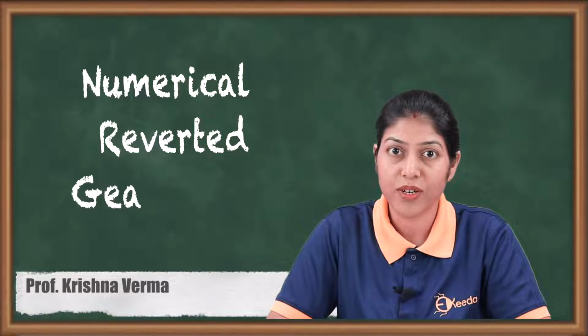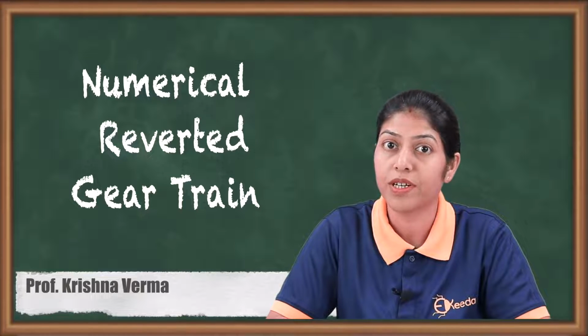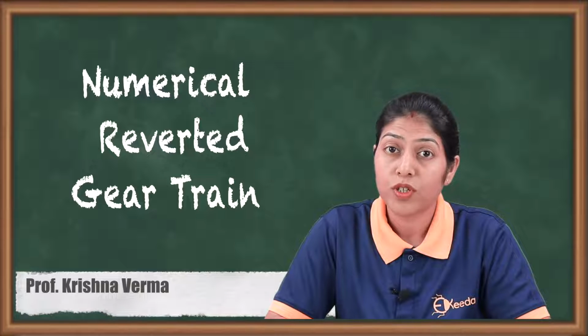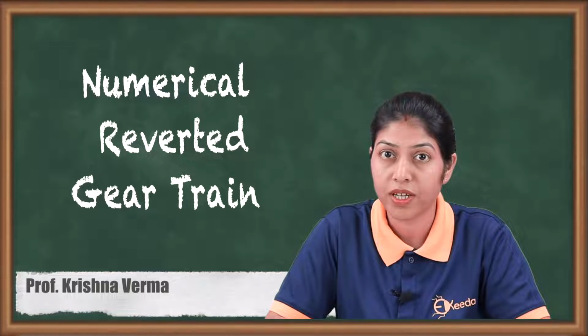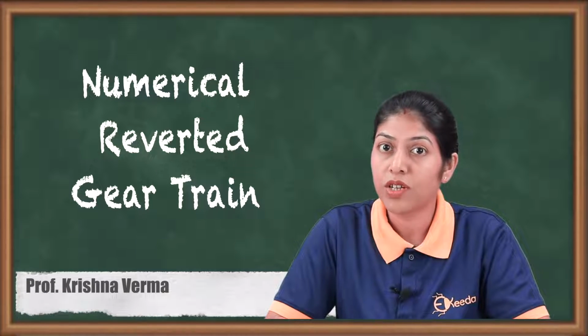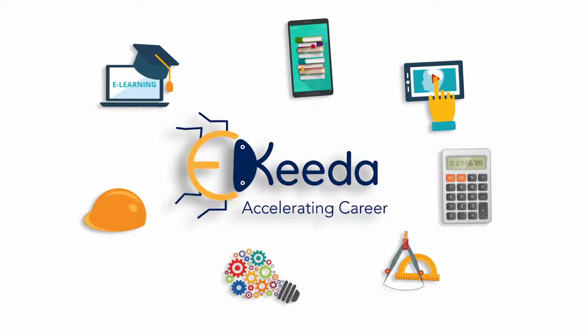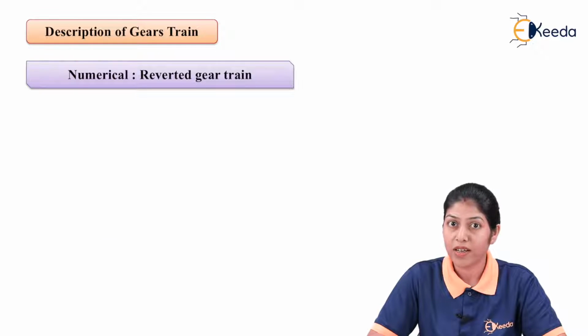Hello friends, in this video I am going to discuss one numerical which is related to concepts of reverted gear train. Reverted gear train is a train which is generally used for the power transmission from driving shaft to driven shaft with the help of driving gear to driven gear, and the axis of the driving gear and the driven gear are coaxial.